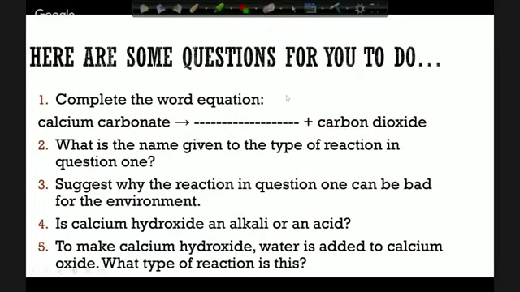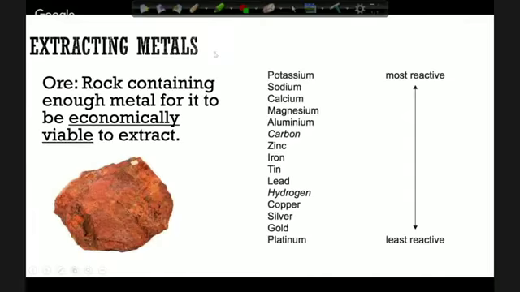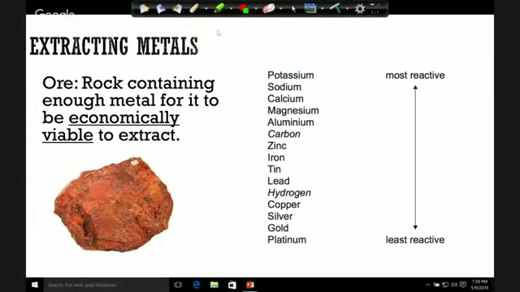Right, so moving on then to a really big topic, which is extracting metals. Now, first of all, we need to know where metals come from. Some metals, like gold and platinum down here, are really unreactive, and you might just find those in the bottoms of rivers and things like that, and be able to extract them straight away.